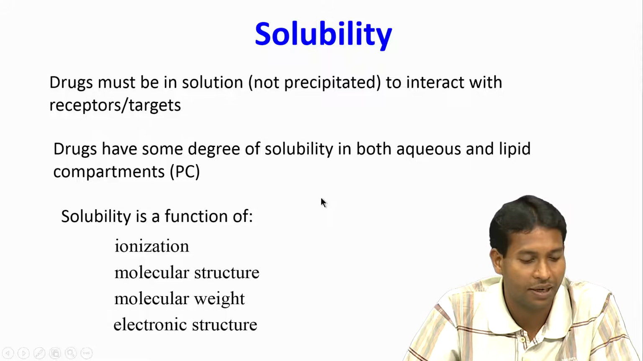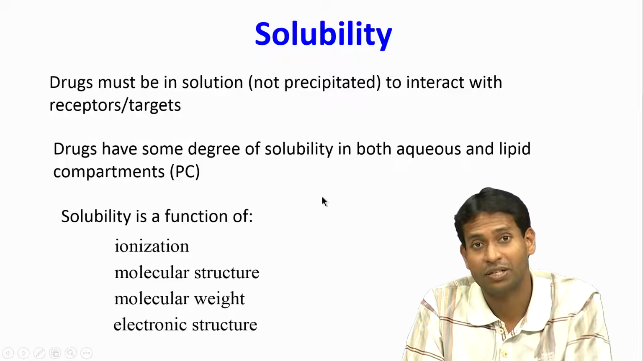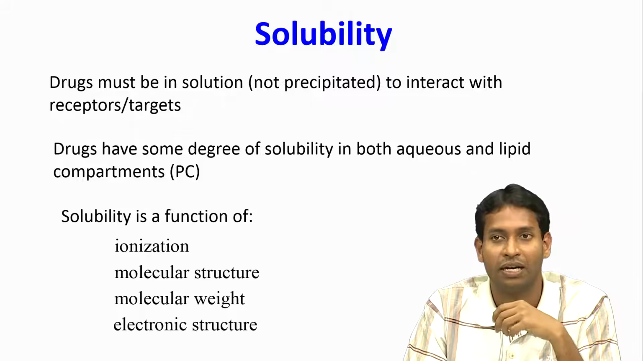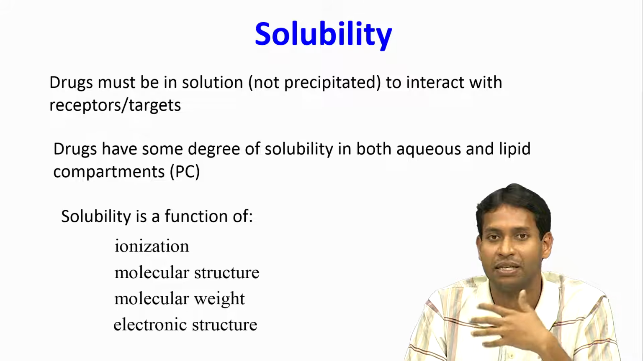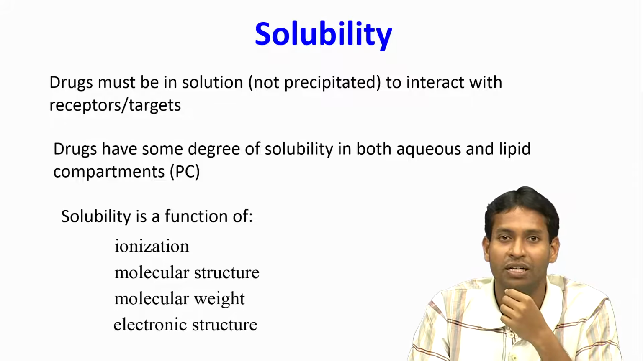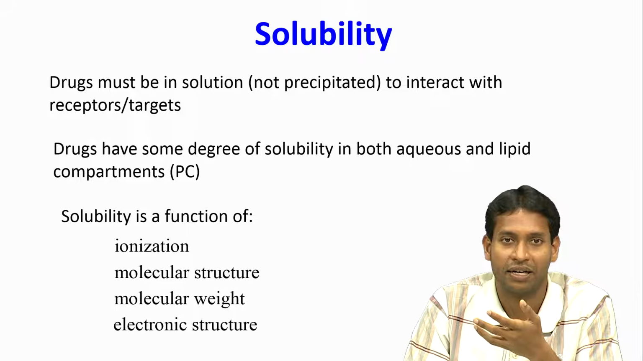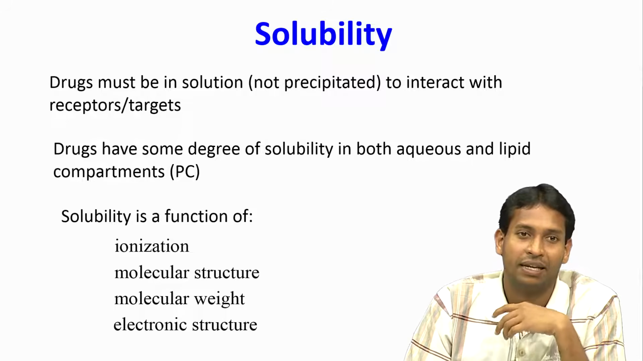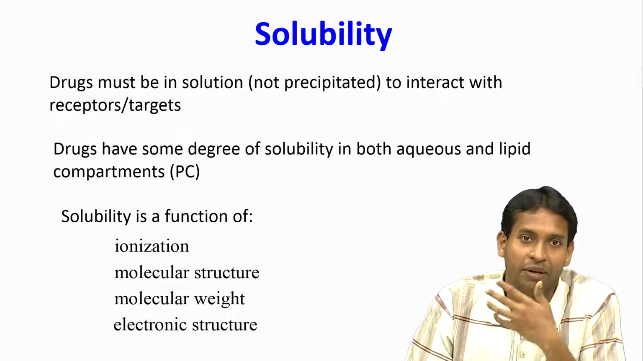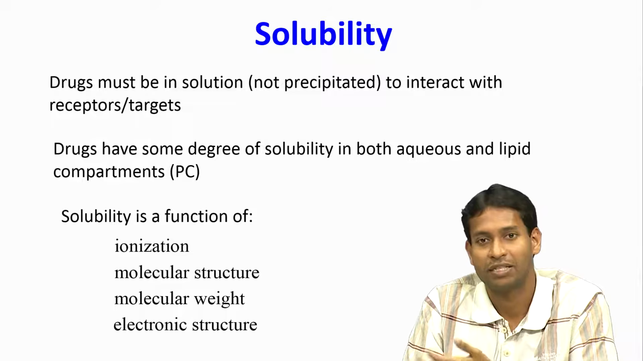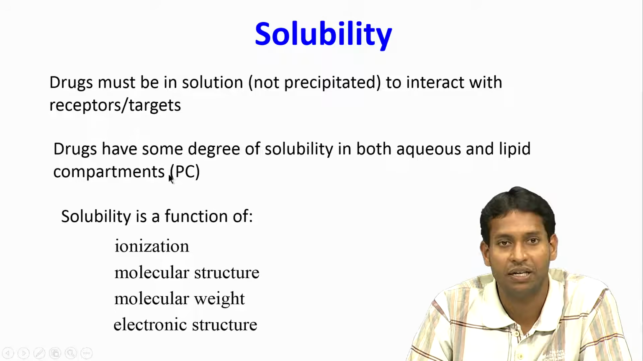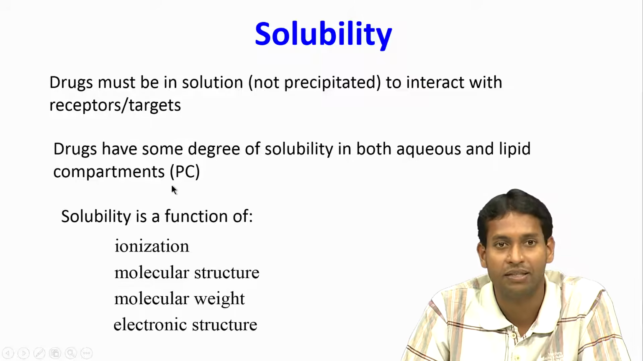So, starting with solubility. Drugs must be in solution, right. If the drugs are not in solution, they are in precipitated form, they can't get solubilized in the biofluids and flow around, then they will not be able to interact with the receptors and targets. So, the solubility of the drug is a must if it has to act, and drugs may have some degree of solubility in both aqueous as well as organic solvents. In this case lipid compartments, and the ratio of this is called the PC, the partition coefficient, and we will talk about that again in upcoming slides.